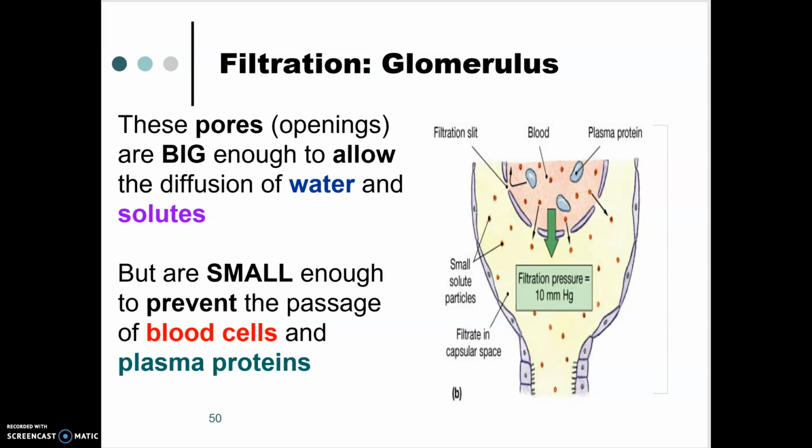Now, these pores, the fenestrae, are quite small. They're small enough to prevent blood cells and plasma proteins from passing through. So those things are still going to be held within the blood. They're going to exit the glomerulus through the efferent arteriole, but the rest of it is going to carry on to the proximal convoluted tubule.